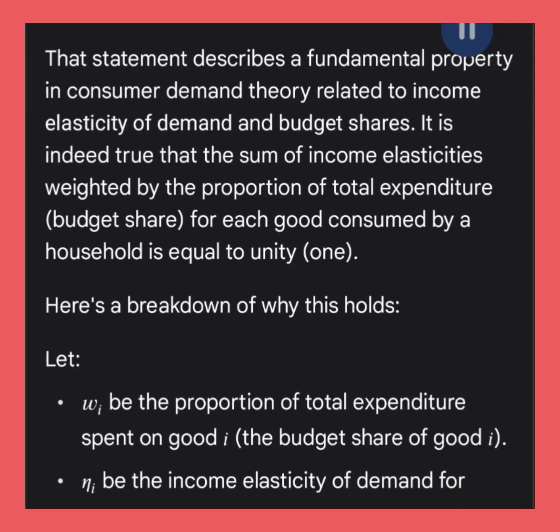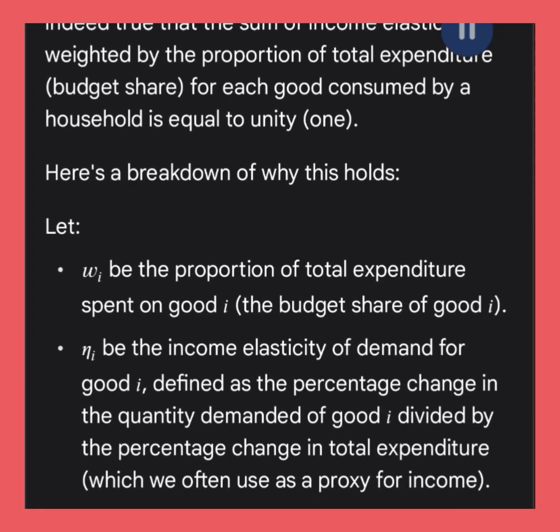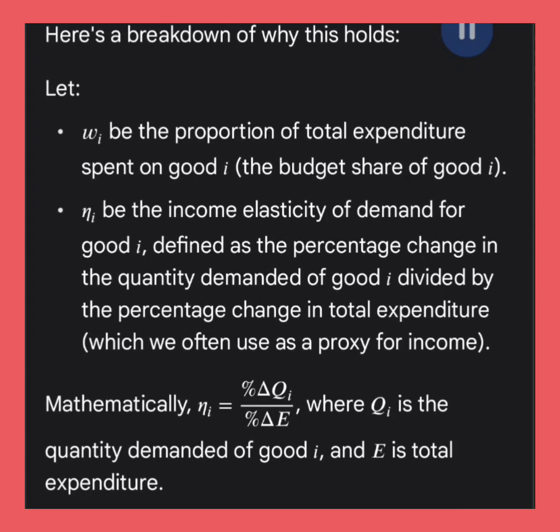That statement describes a fundamental property in consumer demand theory related to income elasticity of demand and budget shares. It is indeed true that the sum of income elasticities weighted by the proportion of total expenditure, the budget share, for each good consumed by a household is equal to unity, 1. Here's a breakdown of why this holds.